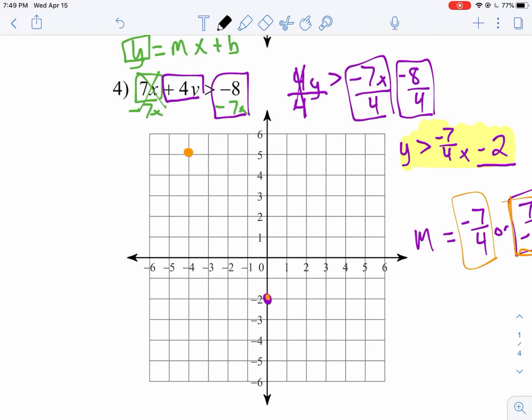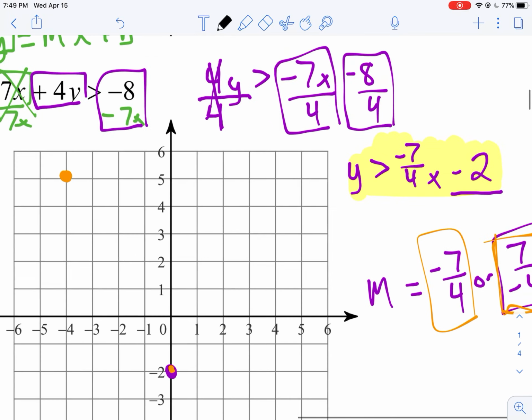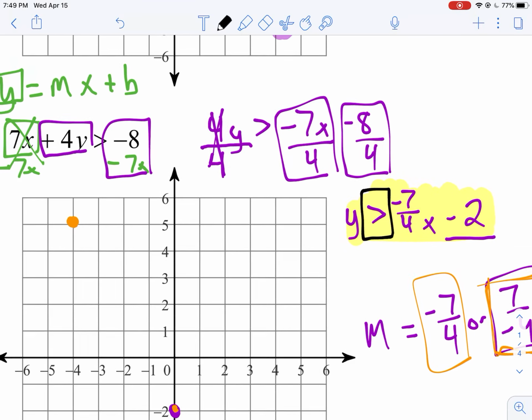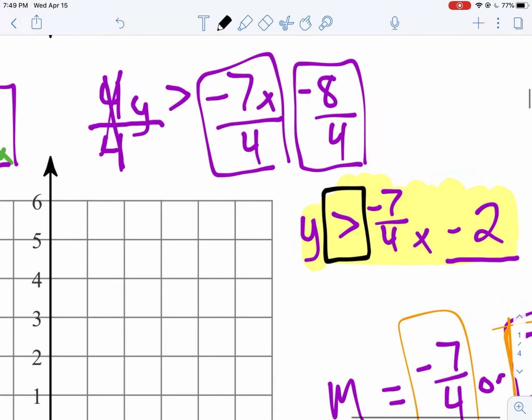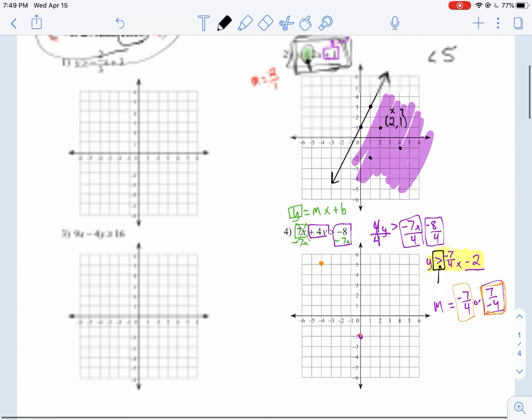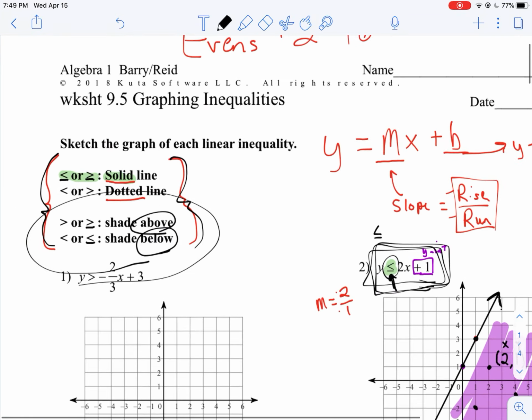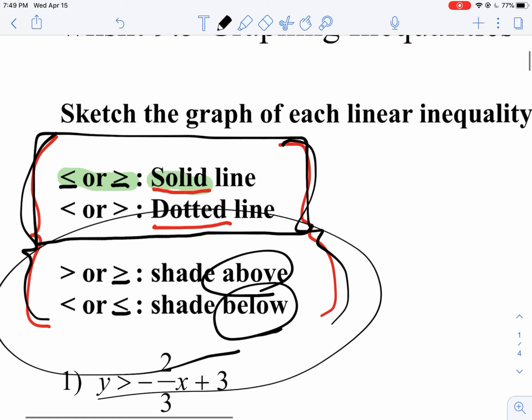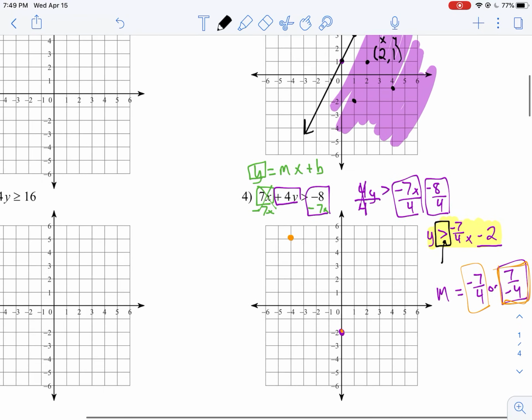Now is the line dotted or solid, and do we shade above or below? So this goes back to this symbol. Look at the symbol for my final answer. It is a greater than. All right, it points to the right. It does not have the or equal to thing. So that means when I go back here, let's start with the line. Is it going to be solid or dotted? I notice that if there's no or equal to, it gives me a dotted line. So when I connect these dots, I'm going to make it a dotted line.